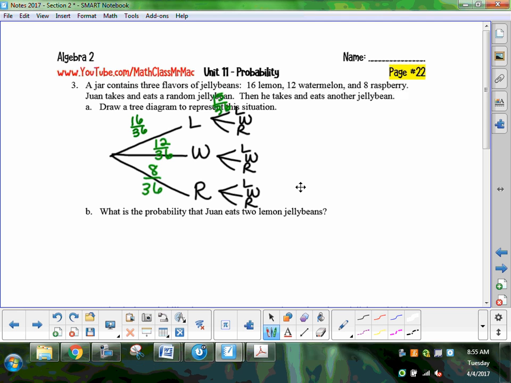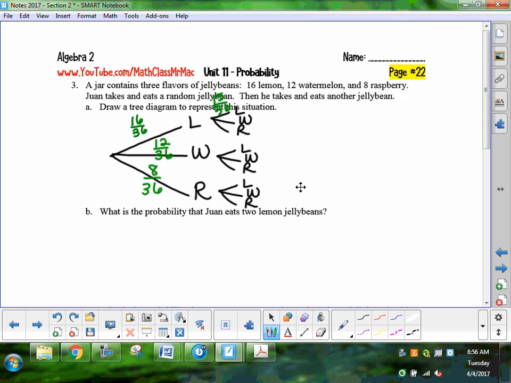Now, what's the probability of getting a watermelon on your second pick? Hands up, please, if you can tell me that. Go ahead. 12 out of 35. And then this one would be 8 out of 35. What's the probability of getting a lemon after you got a watermelon? Hands up, please. Take a look. What's the probability of getting a lemon if the first one you pick is a watermelon?